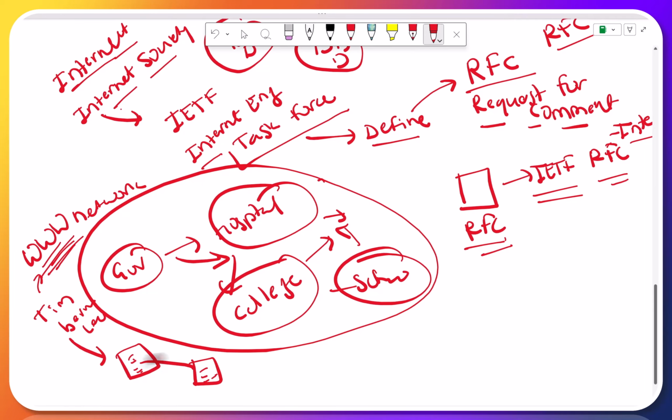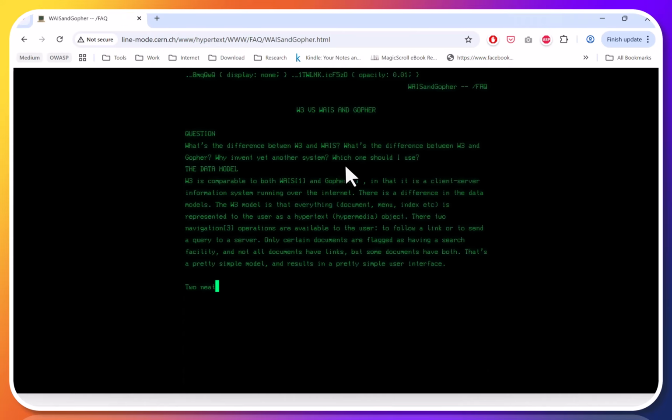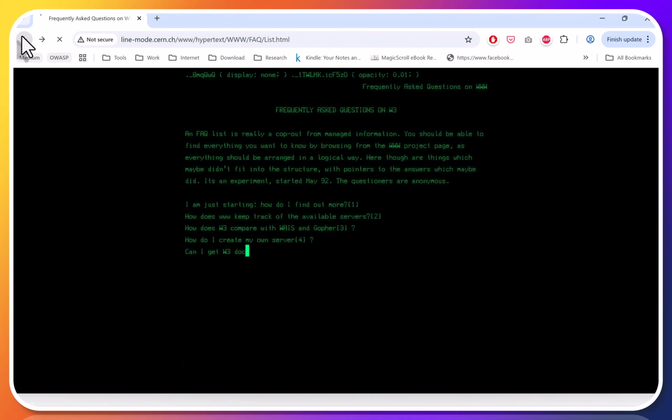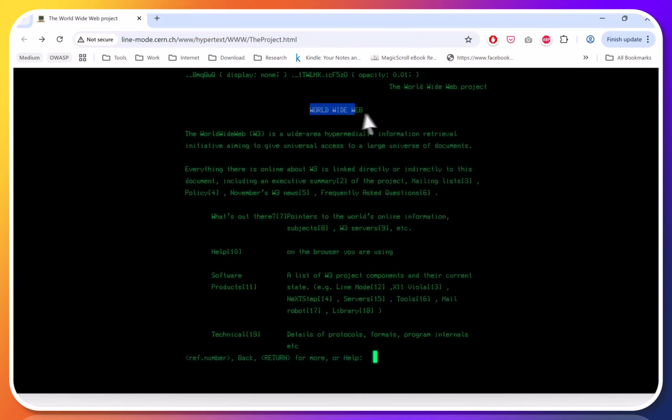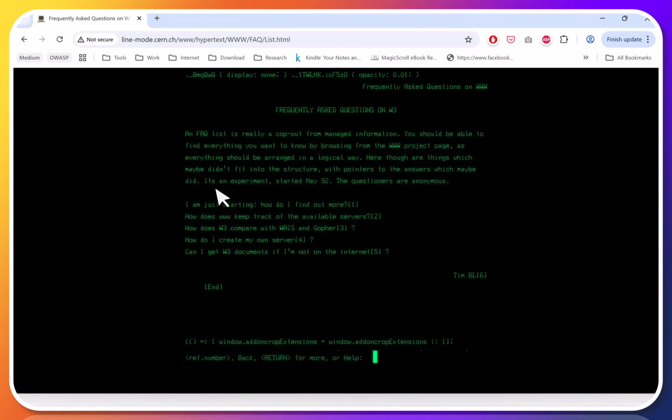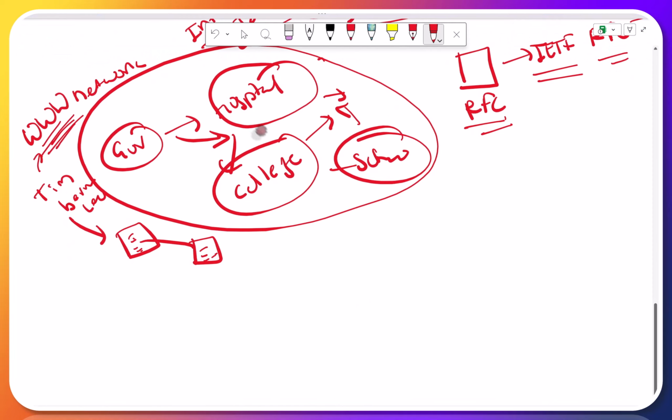If I want to show you how the first website looks, it was like this. Okay, I have already opened it somewhere. So it was like this, World Wide Web. This was the first website. If you see, all these are links. You can click on this frequently asked questions and it will go to the other page. This page can be from a different website altogether. So it is linked, but you can view it in the same page, right? So that's how the World Wide Web evolved. This is how your internet evolved.